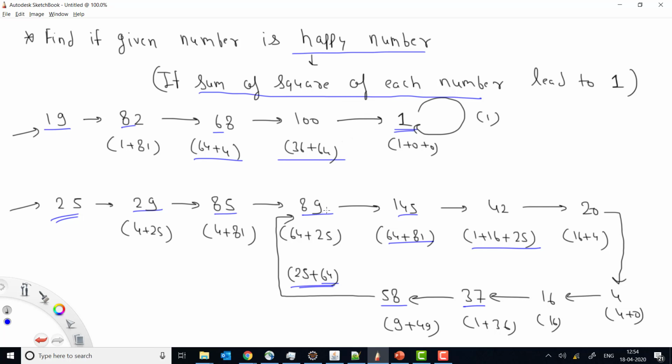And now the same process will keep on going. Then it will go further, and the same will keep on going in a loop, right? So now in this case we are not getting 1. We will never get 1, because it will keep on going in a loop, right? So 25 is not a happy number and 19 is a happy number.